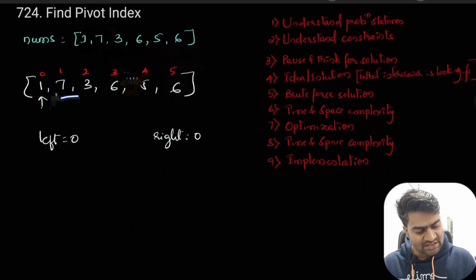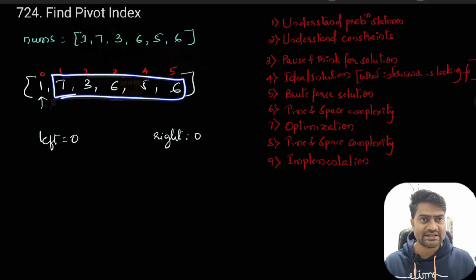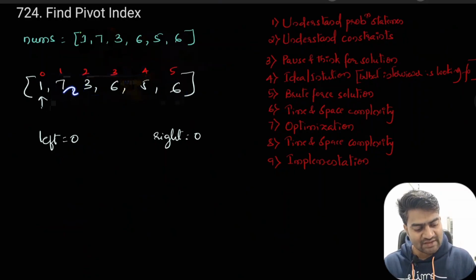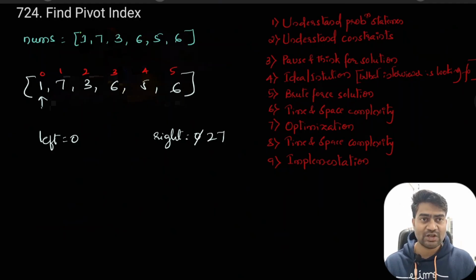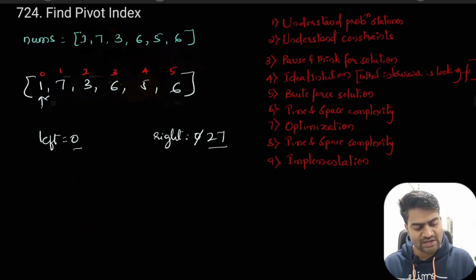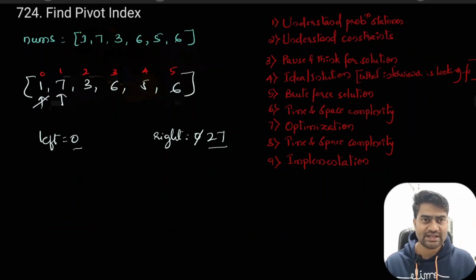But if you see, there are so many numbers towards its right, so what I will do, I will sum up all the numbers. So if you sum up 10, 16, 21 and 27. So our right sum will be, so suffix sum will be 27. Now if you see, our prefix sum is 0, our suffix sum is 27. They are not equal. So this is not our pivot index. So now what I will do, I will move to the next number.